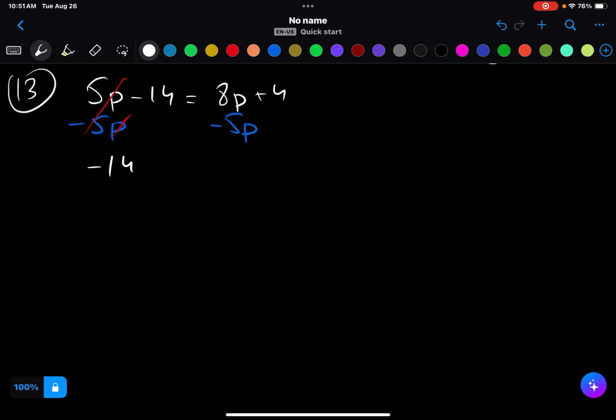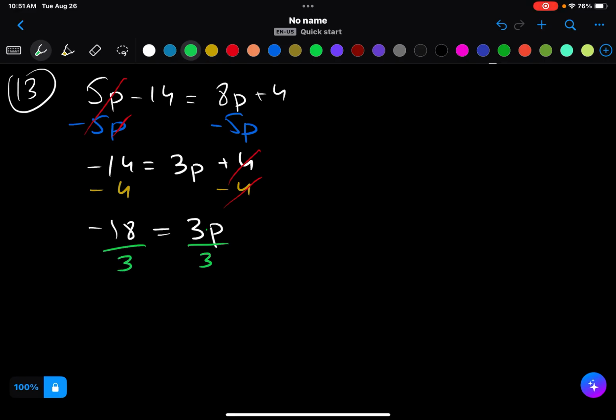So now you have negative 14 equals 3p plus 4. Now it's a two-step equation. Super simple. Subtract 4 from both sides. So that's gone here. Combining two negative numbers, you're going to get a bigger negative number. So that's negative 18 equals 3p. And then, because it's multiplied by 3, we're going to divide by 3 on both sides. Gone here. And p is simply going to be negative 6. 3 goes into 18 3 times, and negative divided by positive is negative 6.